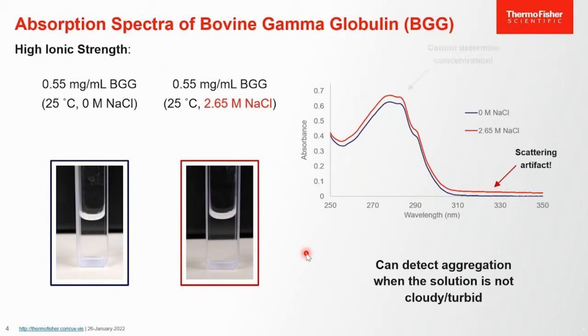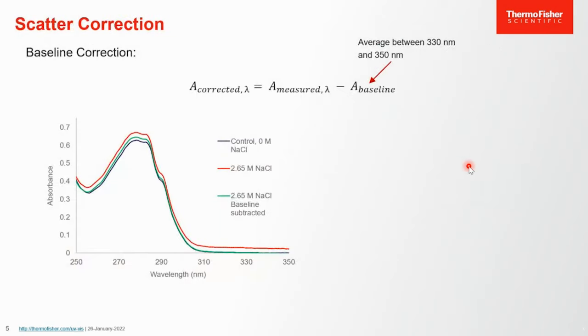But what's important to point out is because this scattering artifact influences the entirety of the spectrum, we can't use the measured absorption here to determine a concentration of our free protein in solution. We need to first correct for that scattering artifact before we can determine concentration. So one method that people have used to determine what the true corrected absorption spectrum should be is this baseline correction or baseline subtraction method.